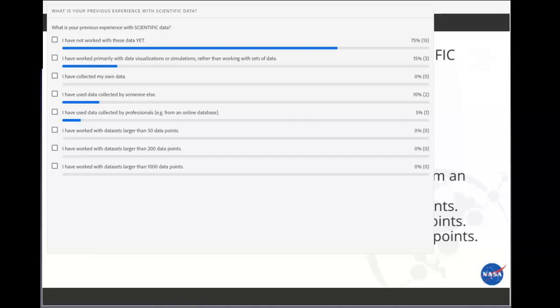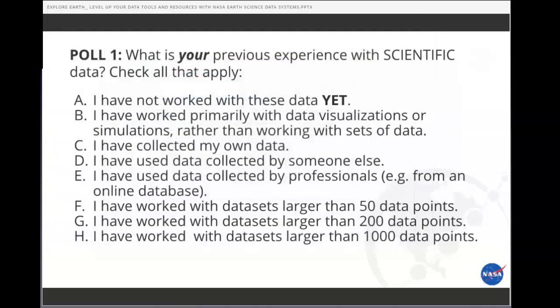But largely, folks have not worked with data, and so that actually might shape what I share with you today, and maybe give you some rationale about why it's important, not only that you become more proficient in using data, but also engage your students in it. And we'll go ahead and end that poll if that's okay.